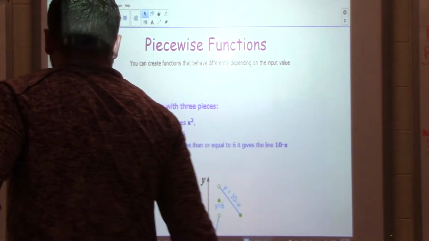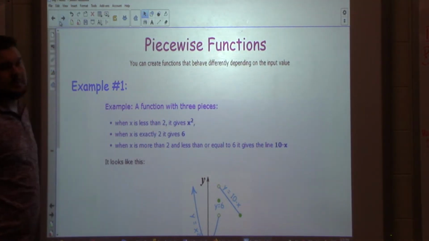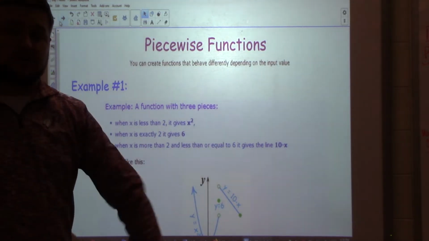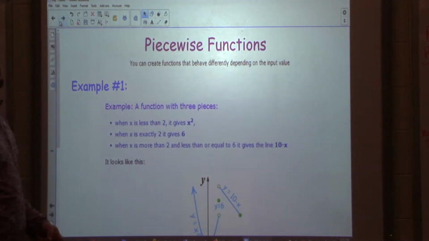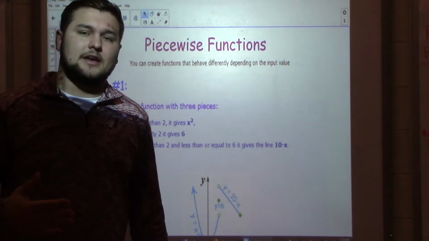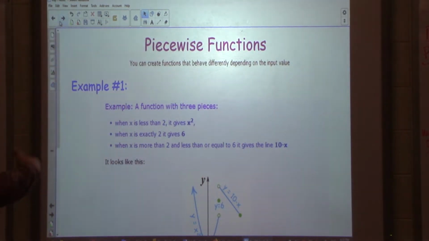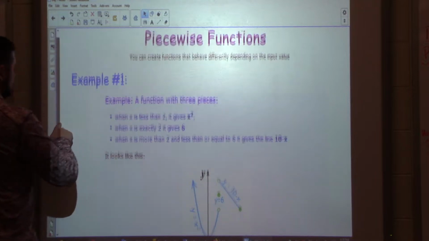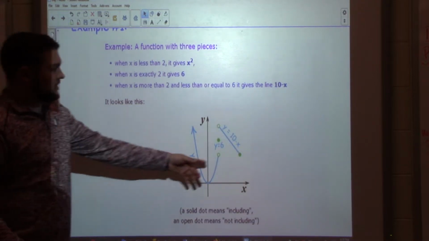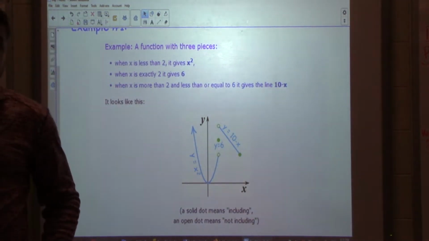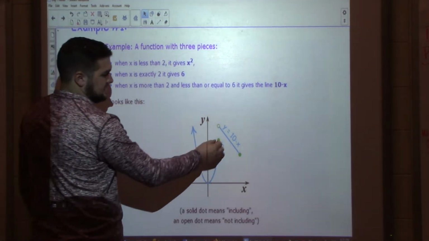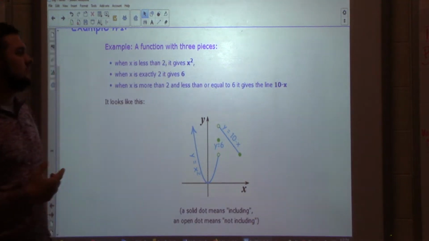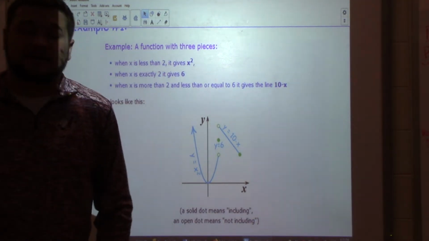Alright, ladies and gentlemen, so day 7 talks about piecewise functions. Basically, normal functions we've been talking about, just broken into separate pieces. We have multiple pieces behaving differently depending on what kind of x value we have. So for example, if you look at this function here on the board, if x is less than 2, our function is x squared. If x is exactly 2, it gives 6. And when x is more than 2, it gives a line, 10 minus x.